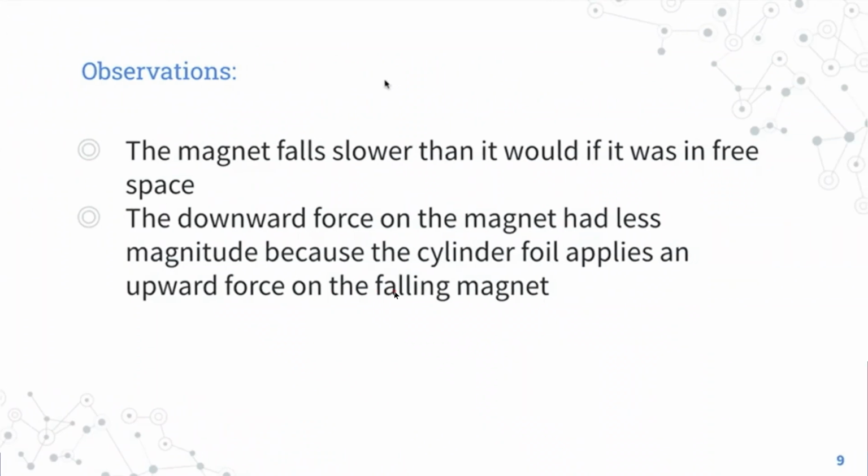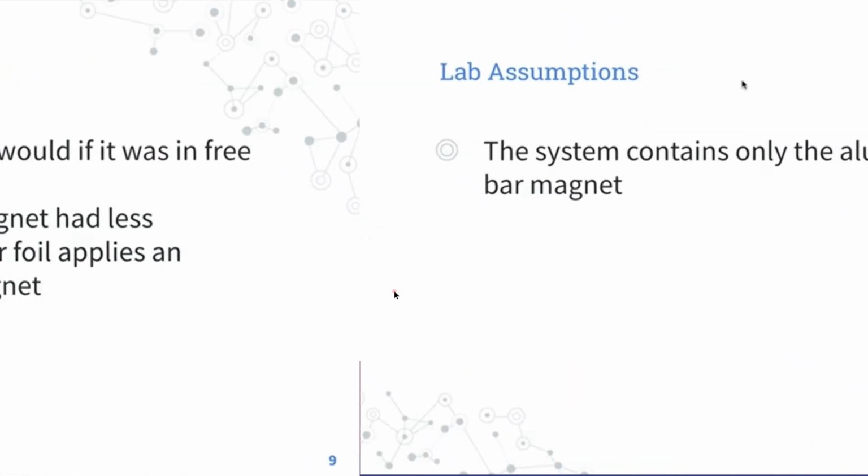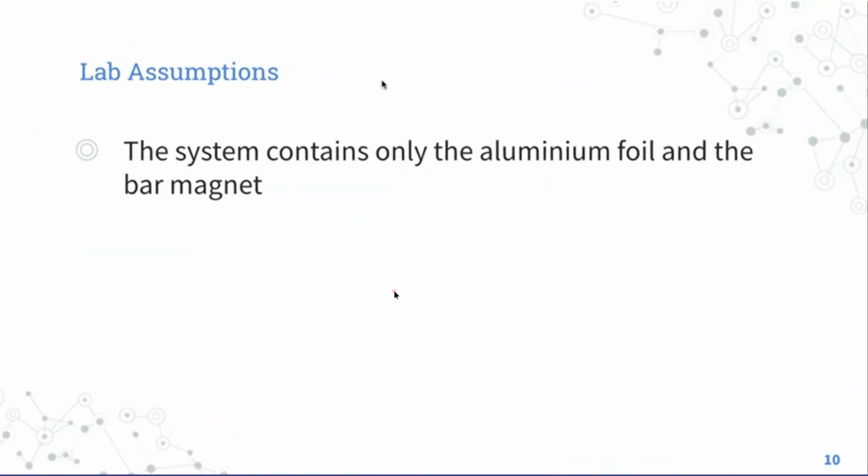The observations are that the magnet falls slower than it would in free space. It's kind of freaky to watch. And the net downward force on the magnet had less magnitude because the cylinder of foil applies an upward force on the falling magnet. Some assumptions are that the system only contains the aluminum foil and the bar magnet, so that's excluding all the wires in the room.